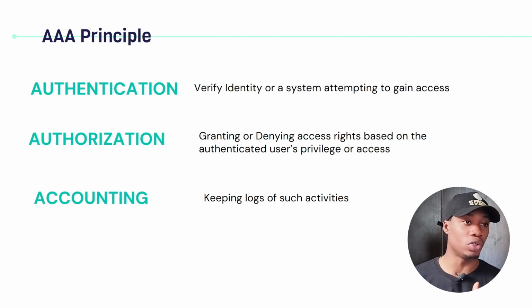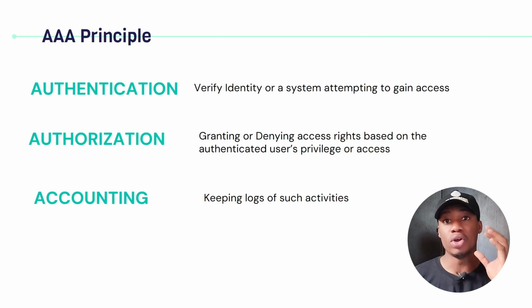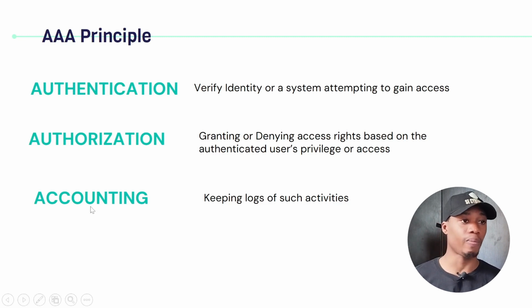In good control systems, it will tell you about the person that tried to gain access. It will tell you where the person is located, whether it happens remotely or physically. It will give you enough information about who tried to access that particular system. Then we have what we call accounting, which is keeping logs of such activities. So it's always important to keep logs, okay? And this is what I talked about.